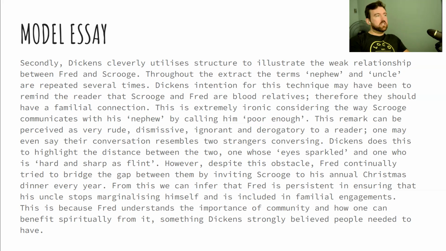The context of this one is also a little bit weak. So we had some really good, strong context in the first paragraph. This paragraph, we've just got Dickens believed people needed to have, spirituality or religion or whatever. That isn't really a very strong, convincing bit of context to me.